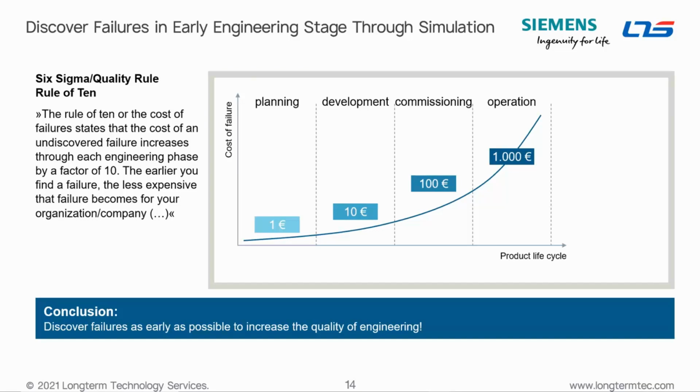And if I don't find this failure at the end, if I send my machine already on site and I have to commission this machine, I have to spend thousands of dollars to wipe out this failure, because maybe I have put in the wrong variable speed drive, and so I need to build new components and so on. And I have really a lot of work to do to wipe out this failure. And this basically means the earlier I find my failures, the more I increase my quality of engineering.